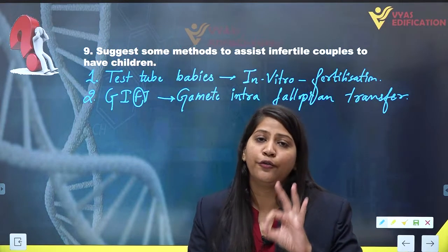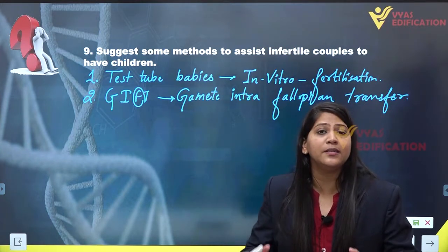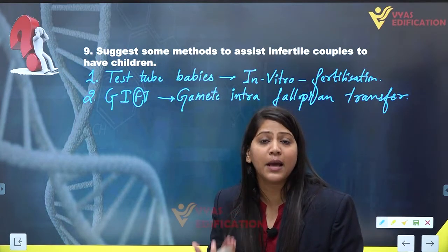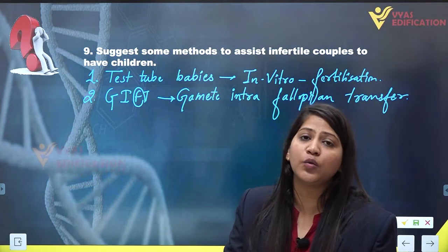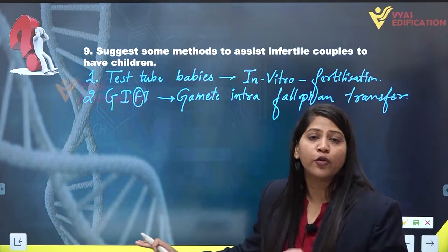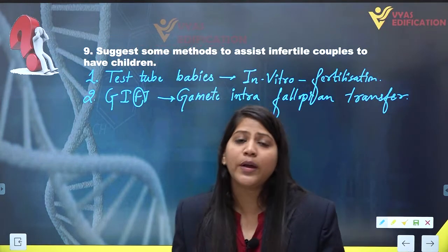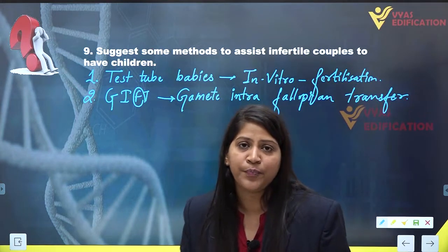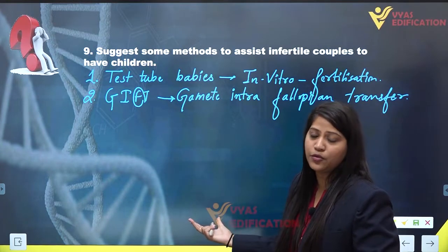The gamete from a donor female is transferred into the fallopian tube of a recipient woman who cannot produce gametes but is capable of conceiving or can provide a suitable environment for pregnancy. So this kind of technique, in which an ovum from a donor female is transferred into a recipient female who cannot produce gametes but can provide a suitable environment for pregnancy and can conceive, is known as GIFT, or gamete intrafallopian transfer.